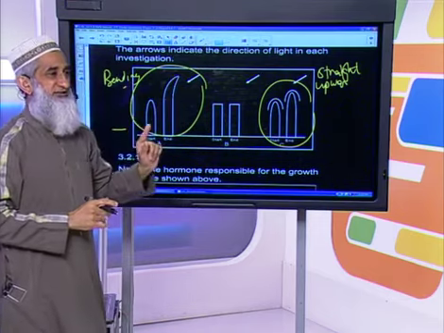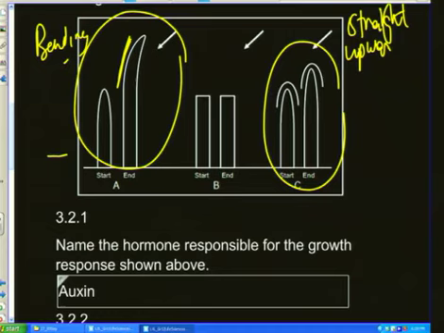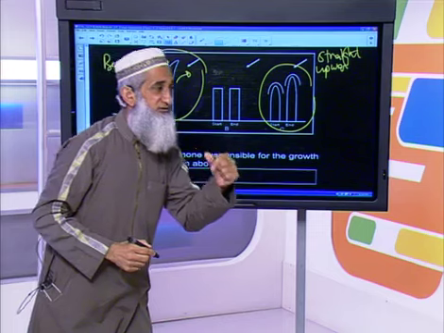But did they say state? They said explain. Okay, so what's happening here, very quickly? Because of the auxins, it is bending towards light. So what happened to the auxins? They moved to the other side, where there's no light, causing cell elongation and cell division on that side. Therefore, it bends towards the light. We say it is positive phototropism.